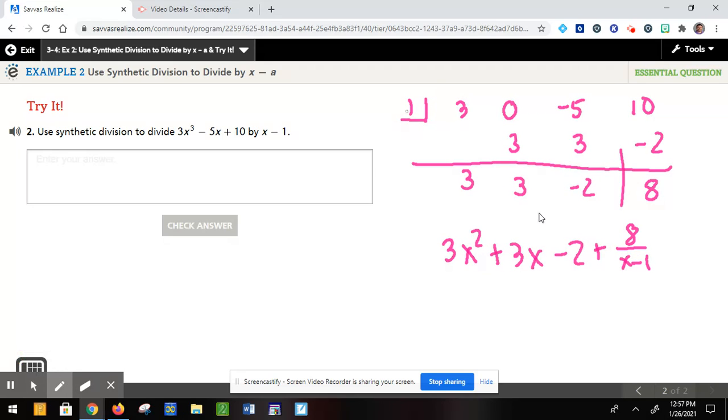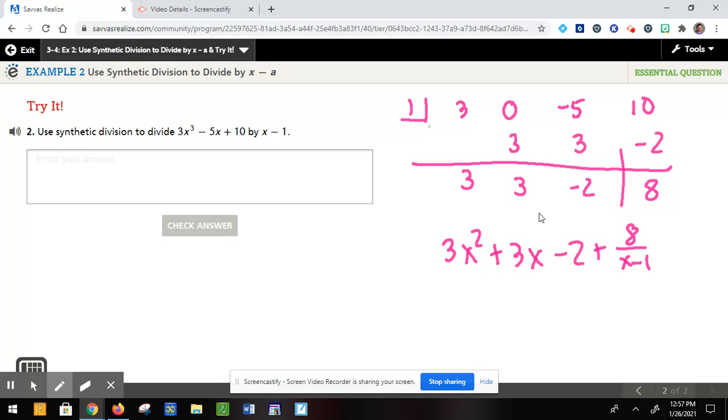So I start with positive 1 in the box because it was x minus 1. Remember, if that was x plus 1, it would have been negative 1 there. Then I list out coefficients 3, 0. Need a placeholder when there is no, well, in this case specifically, there's no quadratic term, but if any term is missing, you use a 0 as that placeholder. So 0, negative 5 for the linear, and then 10 for the constant.